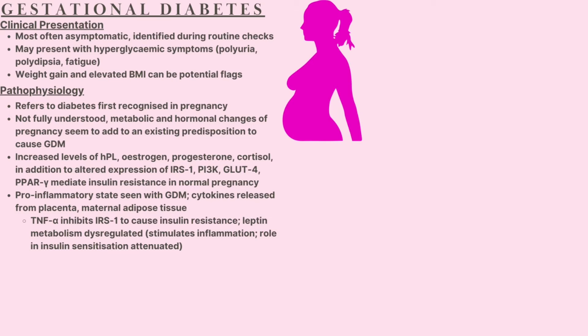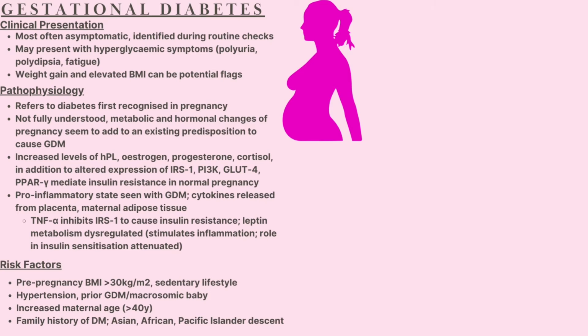There is a pro-inflammatory state seen with gestational diabetes, with cytokines released from the placenta and maternal adipose tissue. Importantly, TNF alpha inhibits IRS1 to cause insulin resistance. Leptin metabolism is also dysregulated, stimulating inflammation while having its role in insulin sensitization attenuated.